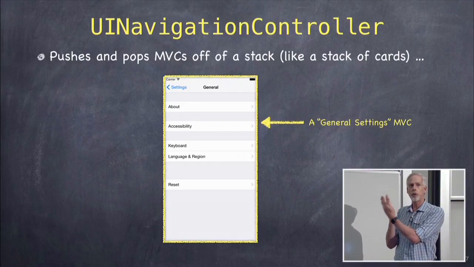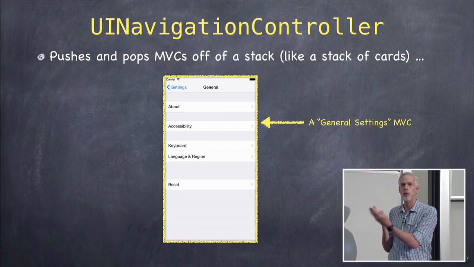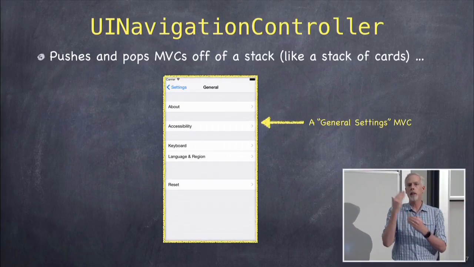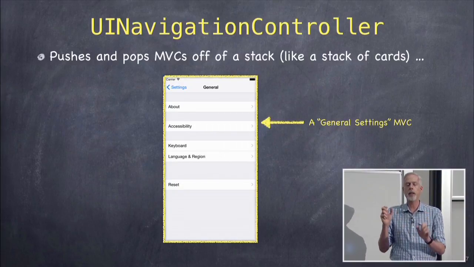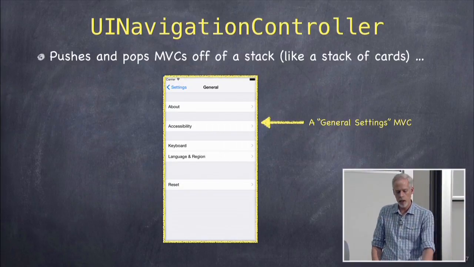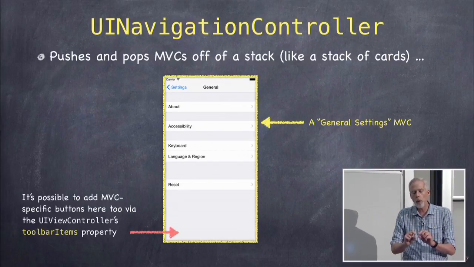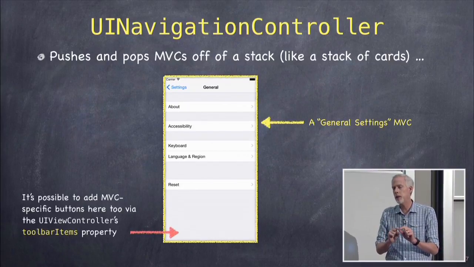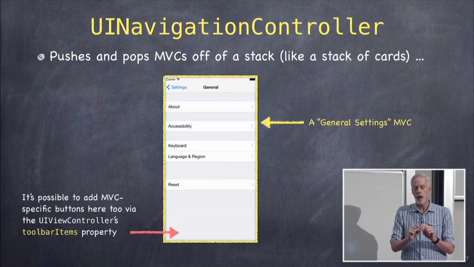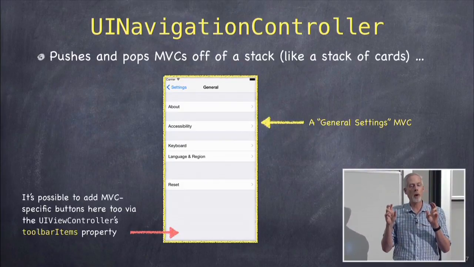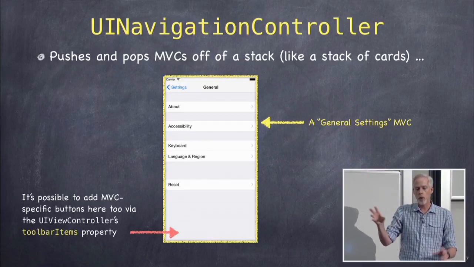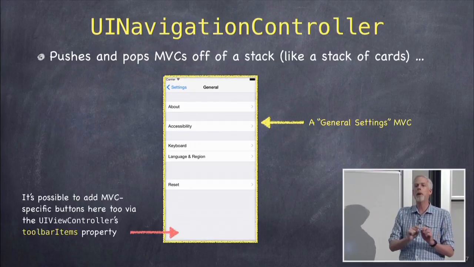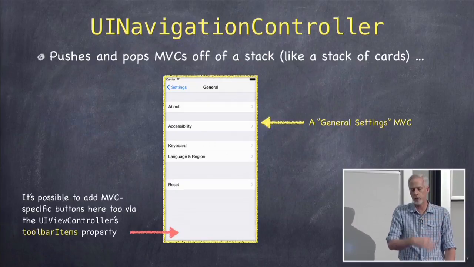So now we have 3 MVCs involved in this navigation controller. The navigation controller's MVC, the all settings one that is now in the back of this one, and this one, the general settings MVC. Now, by the way, you can have toolbar buttons along the bottom here. They look similar to the tab bar ones, but they're a little different. That is set with the toolbar items var in the general settings MVC, not in the navigation controller. So as new MVCs slide in, the toolbar buttons at the bottom would change because they're connected to whatever happens to be on top of the deck of cards.